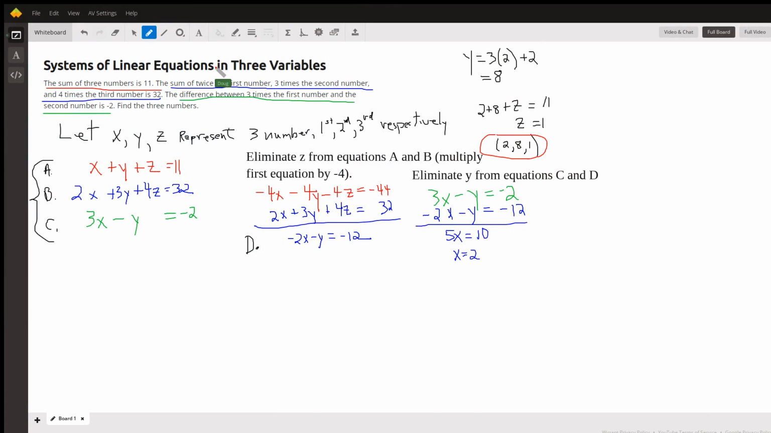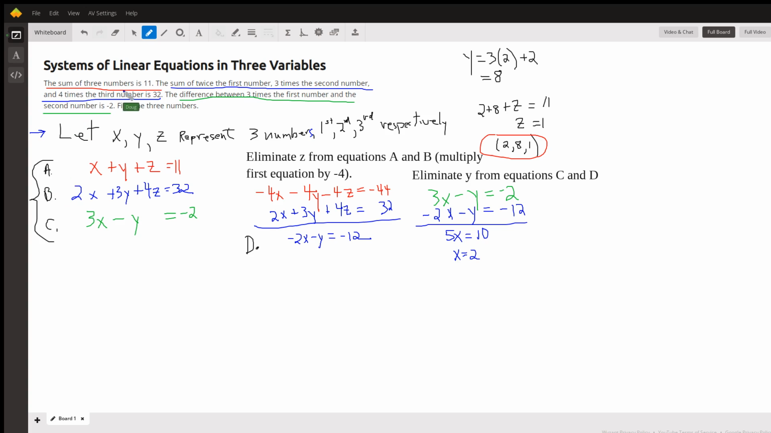Okay, let's start with a let statement, which is this right here. What variables are we going to use to represent what? So we're going to let x, y, and z represent three numbers, first, second, and third respectively, because we're talking about the first number, the second number, the third number. So first, second, third, x, y, z.